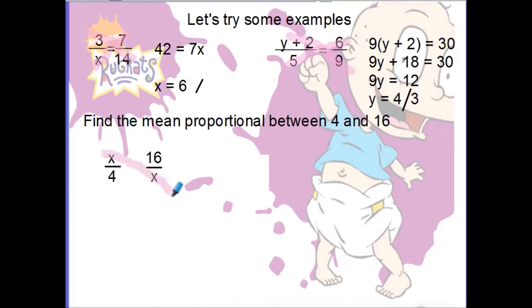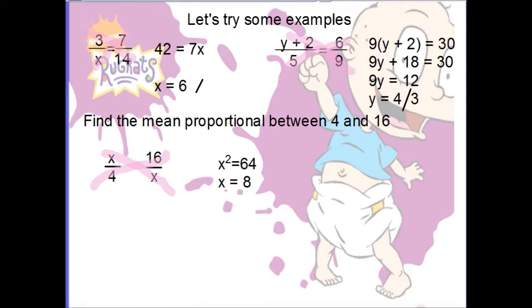X times x and 4 times 16. So here we go. X times x gives me x squared. 4 times 16 is 64. We have to get rid of that square. The opposite of squaring is square rooting, which gives me x equals 8.